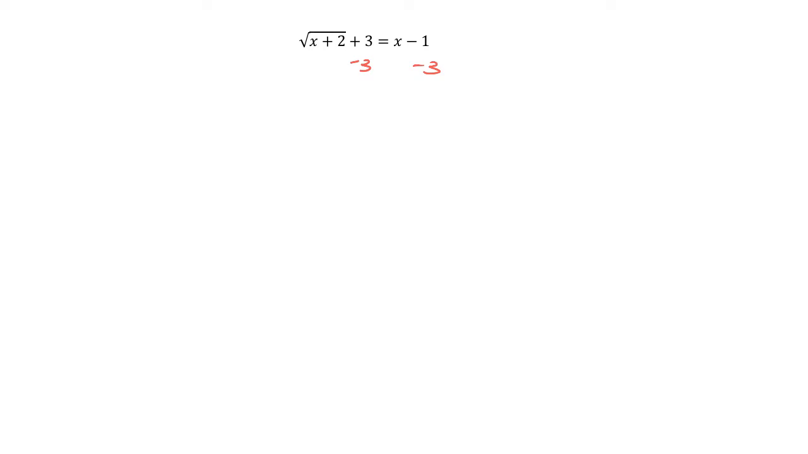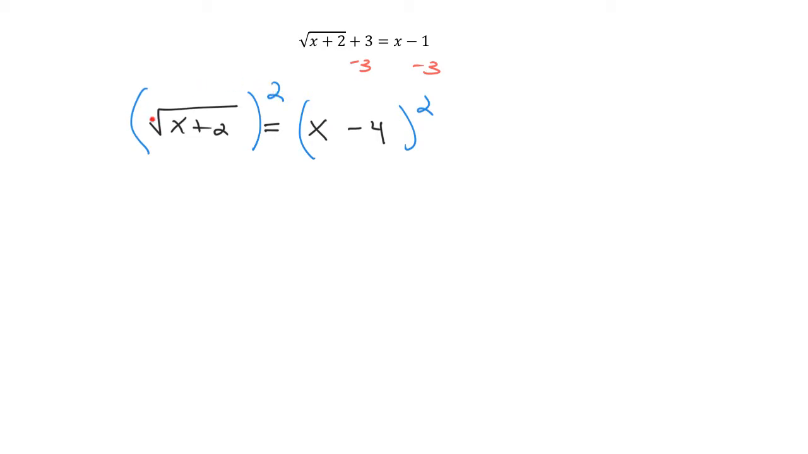When I do that, I get the square root of x plus 2 is equal to x minus 4. Now that this piece is completely by itself, I can square this entire side and it will get rid of the square root, but I want to make sure I do the same thing to both sides of this equation. So I'm going to square the left, I'm going to square the right. Let's see what we have.